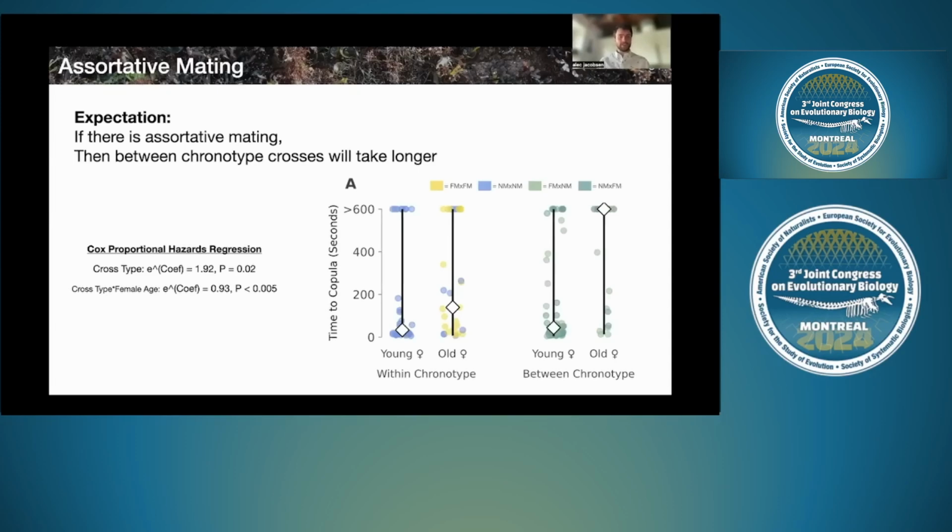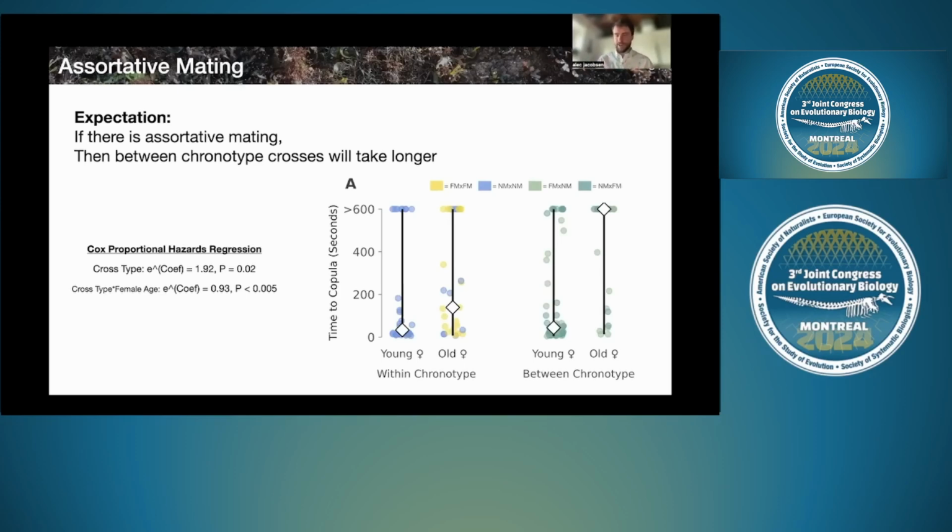Here we used Cox proportional hazards regression, and we found that crossing type was a significant predictor of how long mating would take. And interestingly, the crossing type and female age interaction was also very significant. The female age is how long the female had sat around after she had emerged before we added her to the arena.